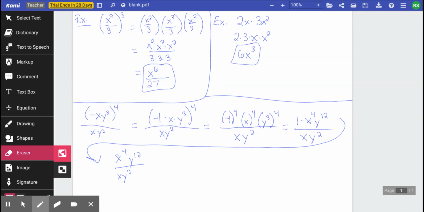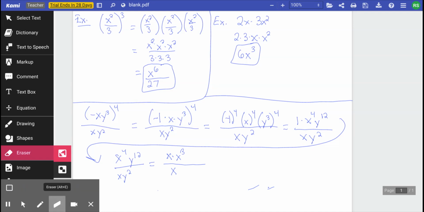Now, looking at the x's, there are more x's in the numerator than there are in the denominator. So I'm going to take that x to the 4th and I'm going to split it up a little bit. I'm going to write that as x times x cubed. All 4 x's are still accounted for. Now that first x is going to match up with the x in the denominator. That's going to help us when we go to divide.